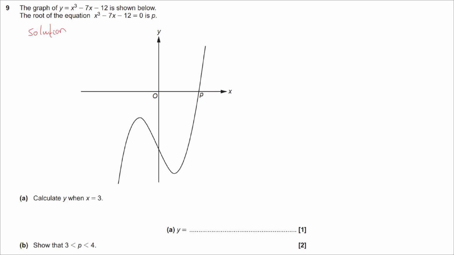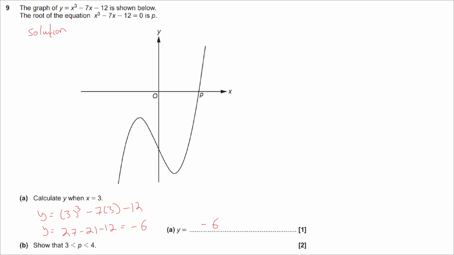If we do that, y is going to be equal to x cubed, so 3 cubed minus 7 times by 3, and then take away 12. So y is going to be equal to 3 cubed is 27, take away 21, take away 12, and if you do this, you're going to be getting minus 6. Okay, so that's going to give you minus 6. That's the first part, minus 6.